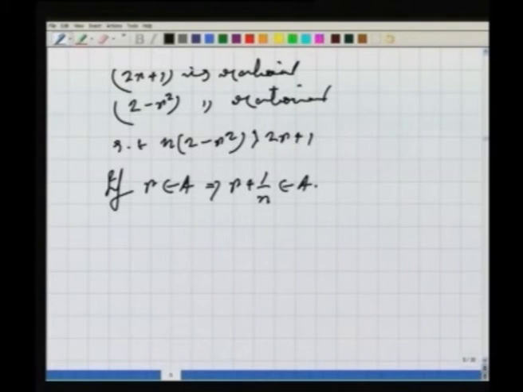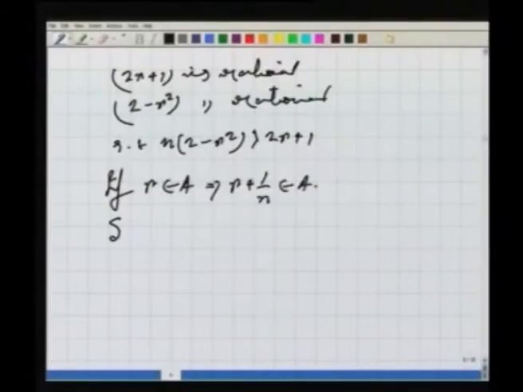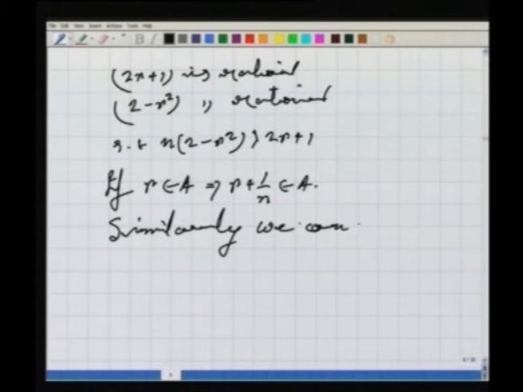But what does it show? If I take any R, then R plus 1 by N, again a rational number, which is strictly bigger than R, is still in A, and there is no end to this process. Similarly, we can show that B has no smallest element.